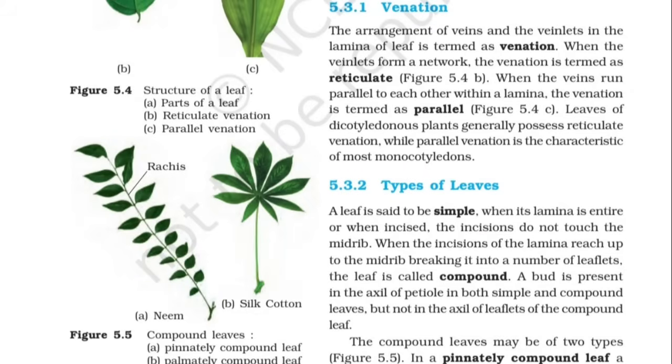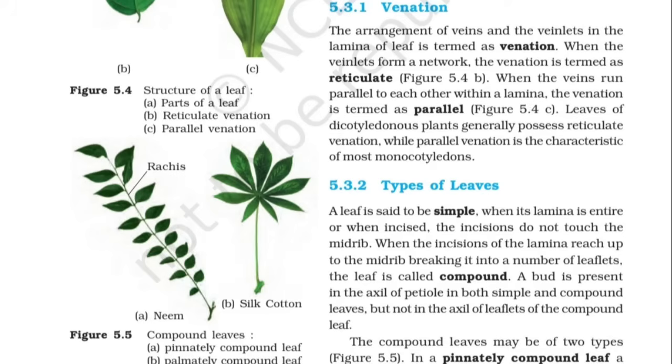Veination. The arrangement of veins and the veinlets in the lamina of leaf is termed as veination. When the veinlets form a network, the veination is termed as reticulate. When the veins run parallel to each other within a lamina, the veination is termed as parallel. Leaves of dicotyledonous plants generally possess reticulate veination, while parallel veination is the characteristic of most monocotyledons.